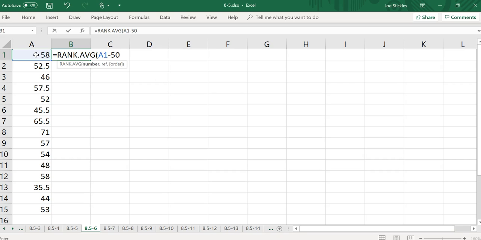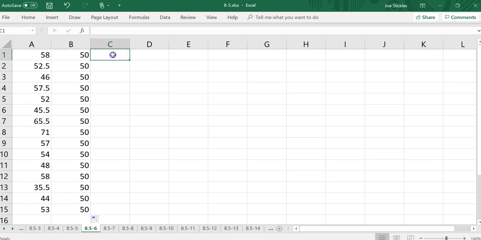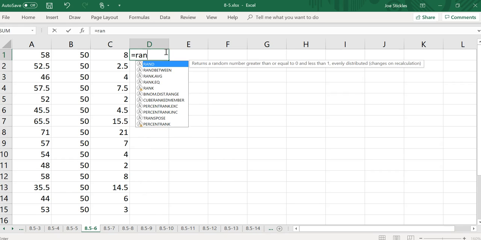Oh, let's see. Let's not do it that way. Let's subtract the 50 first. So let's do that this way. Oh, I know what I want to do. I want to do the absolute value of this. That's my problem. Because I want to rank it by distance away. So I'm going to do the absolute value of the difference first, and then do the rank average of these things.